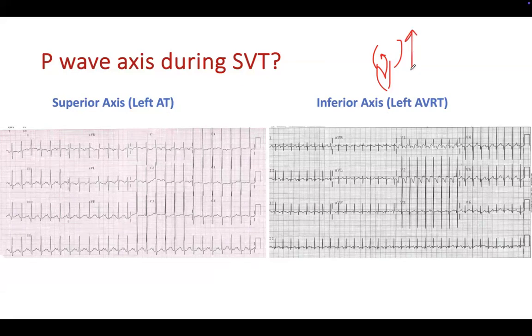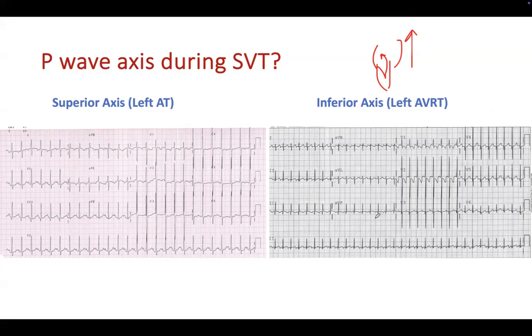Okay? You're going from down to up. Okay? So down to up. You're going from your AV node up your atrium. Okay? So usually the P wave would be negative in your inferior leads. Okay? You're going away. This is an accessory pathway.